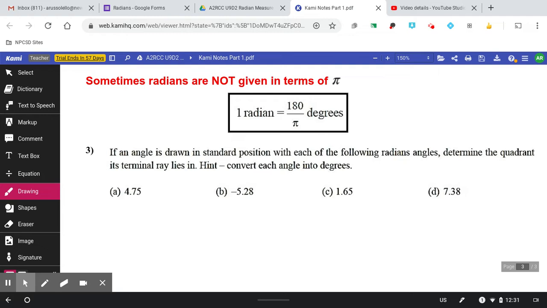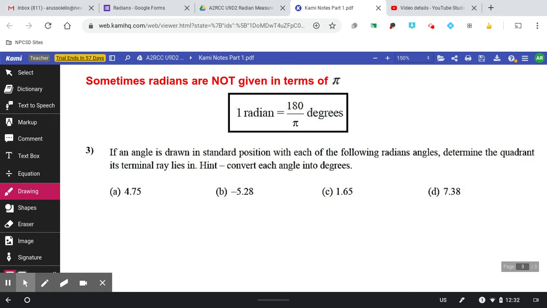Okay, so if we start with the 4.75, now this is asking, we'll read directions this time. If an angle is drawn in standard position, for each of the following radian angles determine the quadrant in which its terminal ray lies. So here we're really just looking at where that terminal ray ends up. Which quadrant is it in? So we're going to convert this to degrees so that we could easily figure out what quadrant it's in.